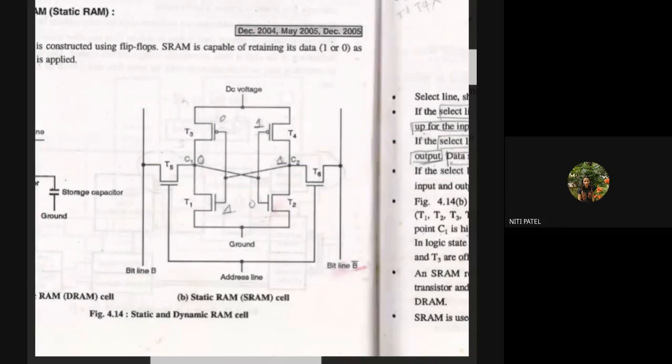Girls, be attentive. When C1 is 0, T2 is 0. True or false? True. Okay. Again, I repeat, when C1 is 0, at that time T4 is 1. When C1 is 0, T4 is 1. True.